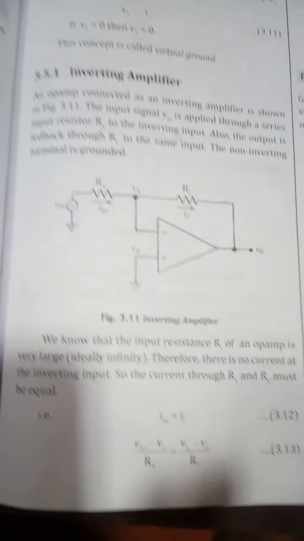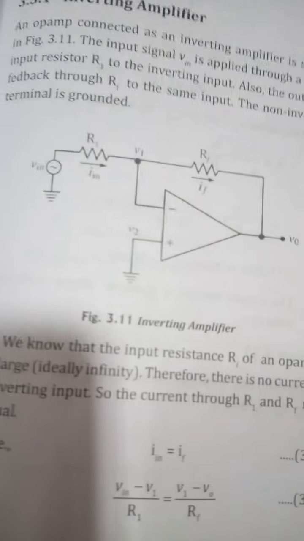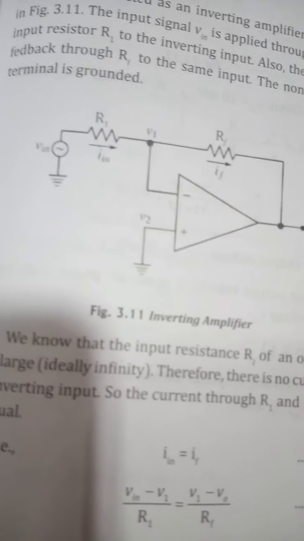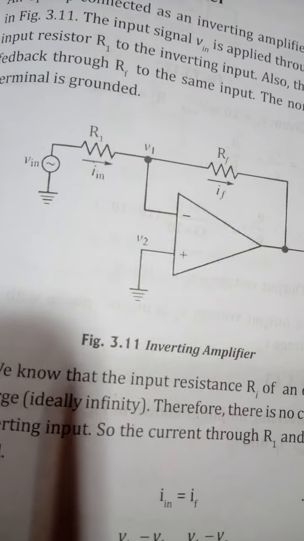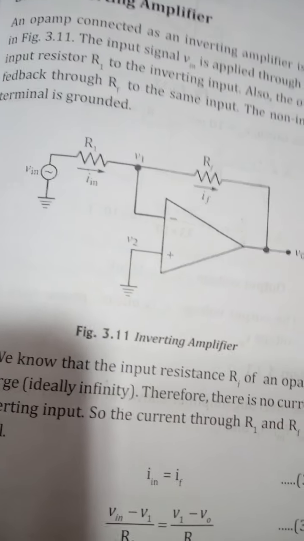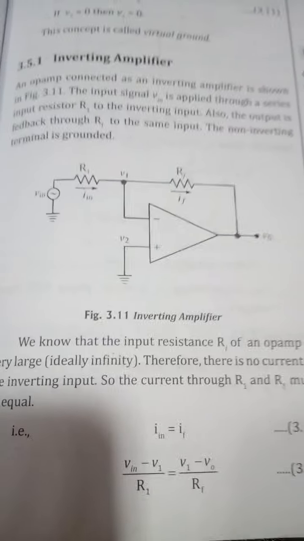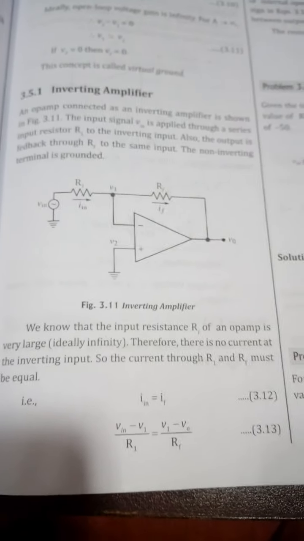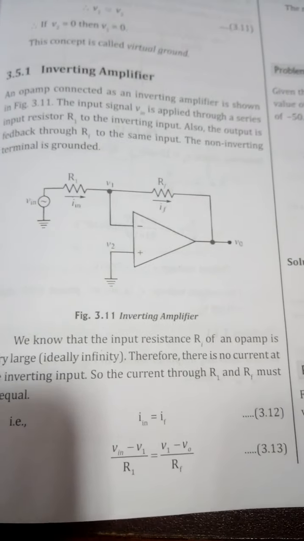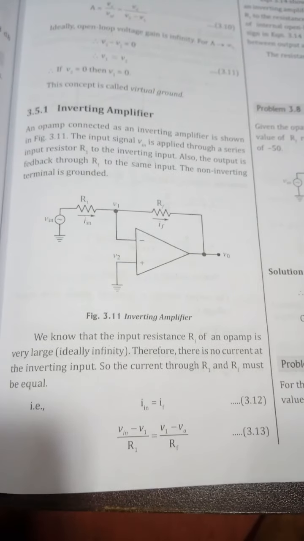It is named R1 in this case, and you are giving the input through that resistance to the inverting terminal, and the current through that is called In. You can call it I1 also, it doesn't matter. And the current through the feedback resistance is If. So this is how the inverting amplifier is connected. Now we will see what the equations are for this inverting amplifier.